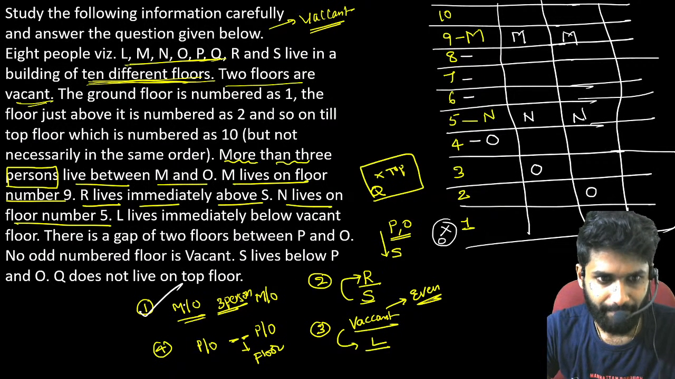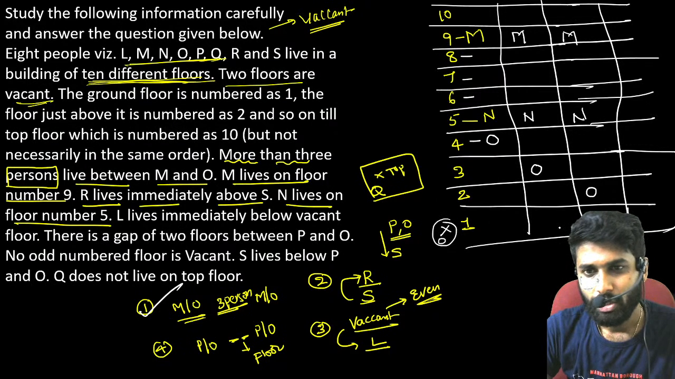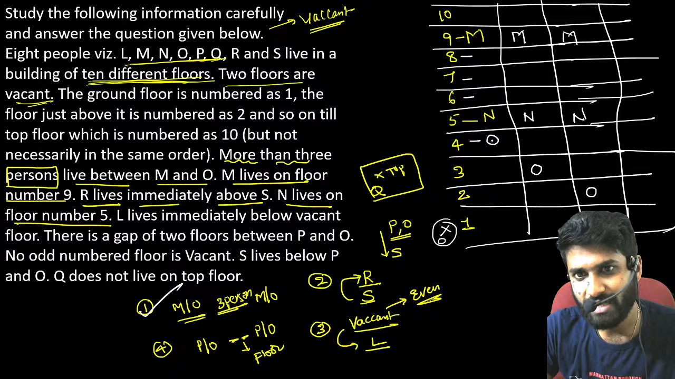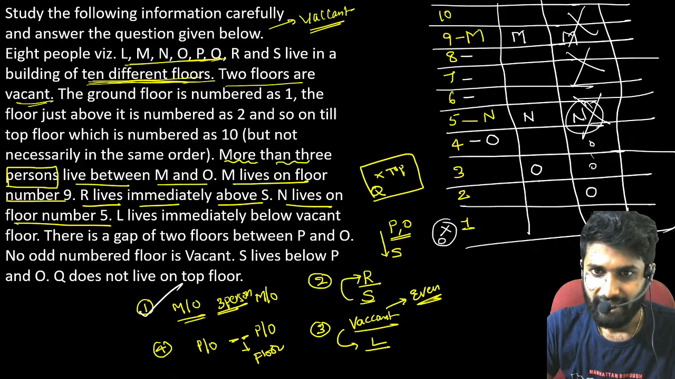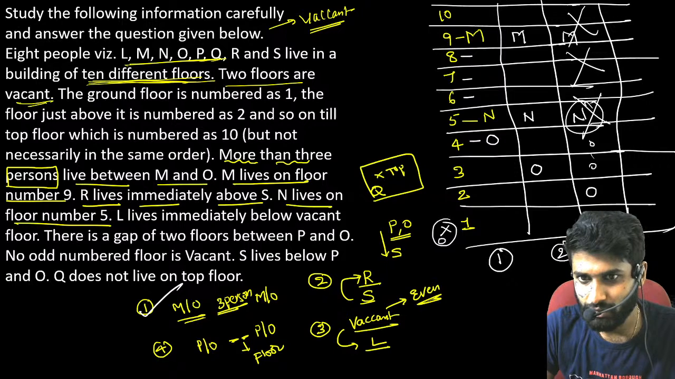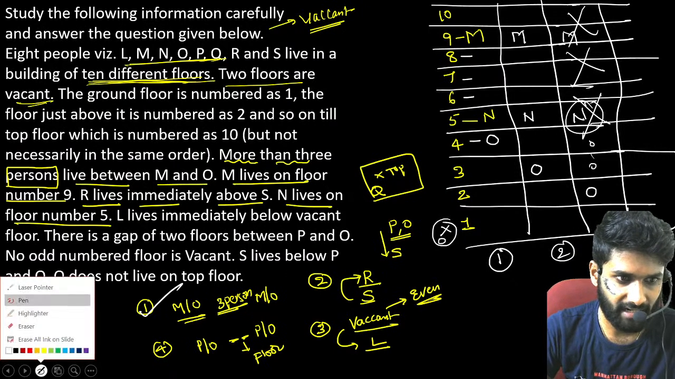Now there are 2 persons between O and P. Clear? There are 2 floors between P and O. Again 2 chances. But you can eliminate the third possibility. Why? Because floor 2 is already occupied by N, so there is no chance of P. Now see, possibility number 1, possibility number 2, possibility number 3. Possibility 3 is eliminated.